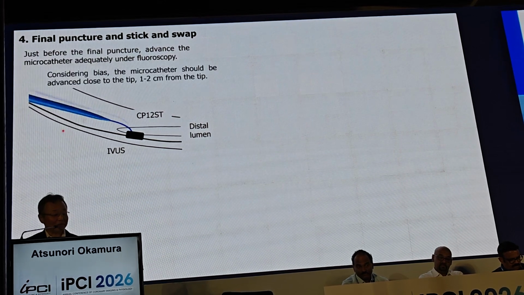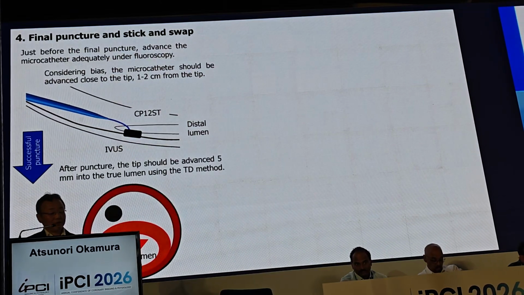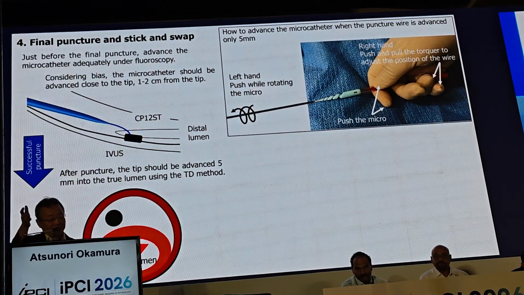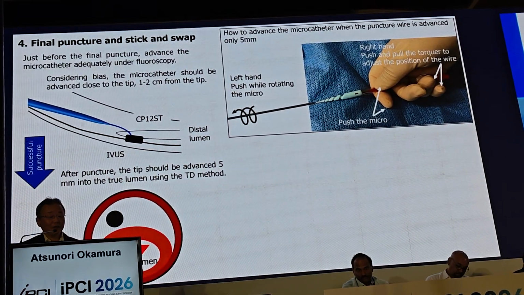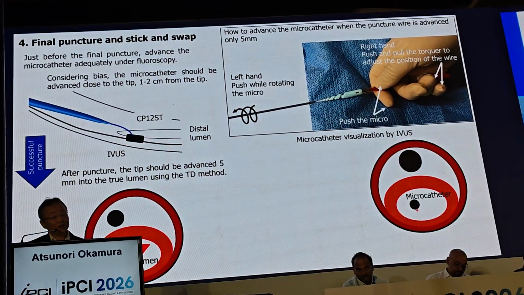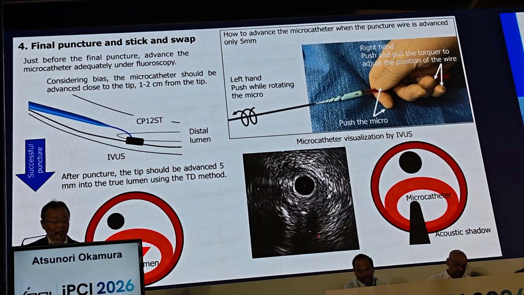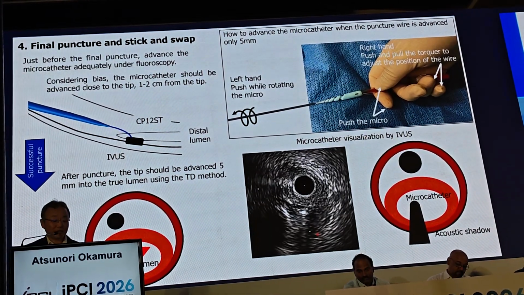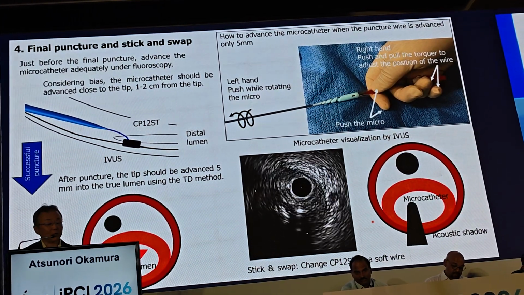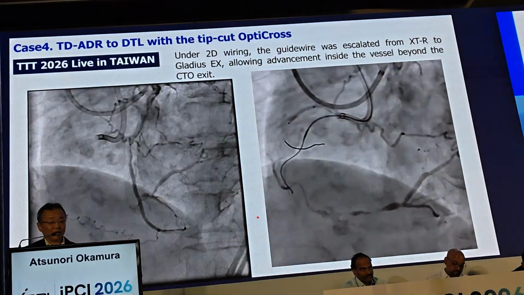You have to close the microcatheter maybe 1 centimeter before the apex of the tip. Then push it, then the guide wire enters into the true lumen. Then you advance the guide wire maybe 1 centimeter, 2 centimeters or so. You have to advance the microcatheter into here. The microcatheter here, you can recognize by eye using the acoustic shadow. This one, the microcatheter coming here. So you can see the microcatheter here. Then pull out the ST wire, change the guide wire to the soft wire, then put the stent. That is the scenario of the tip detection ADR.